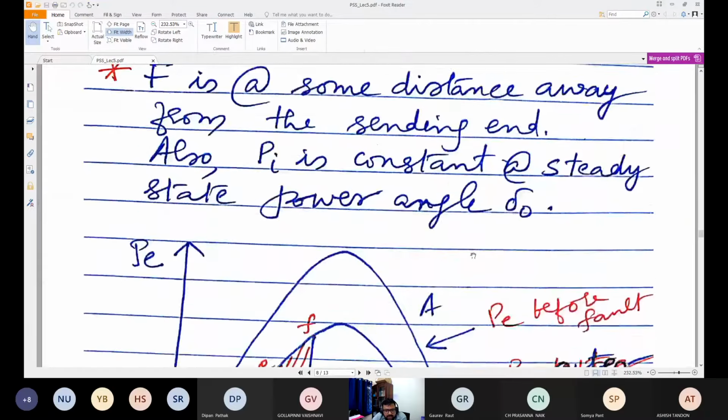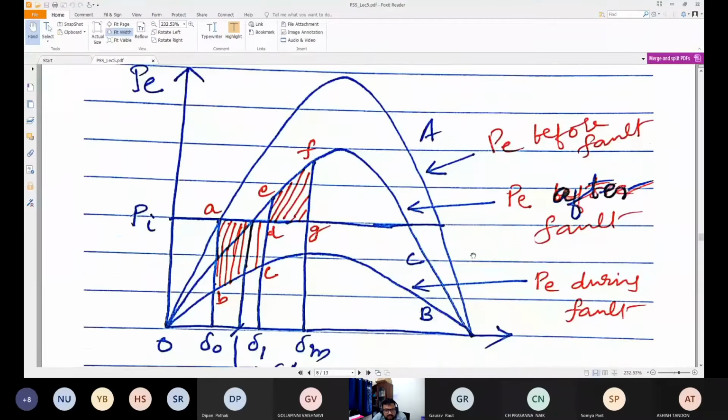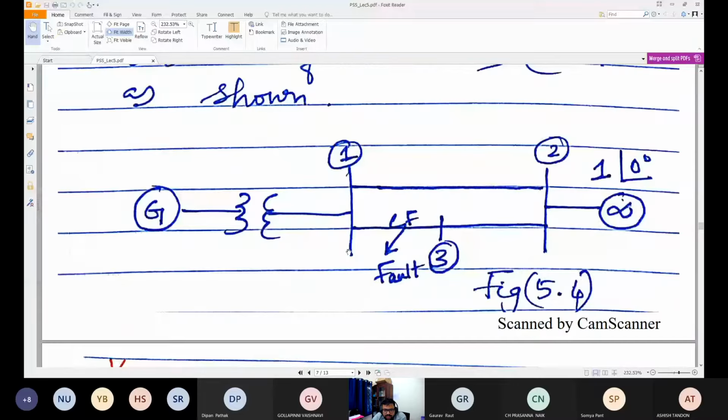Let's see now. This is the power angle curve corresponding to that particular system. You can see curve A, which is the highest curve. Curve A is the electrical power curve before fault. So initially the system is working at power angle del naught, and at state point A, we will have a fault at line 2, away from bus 1.